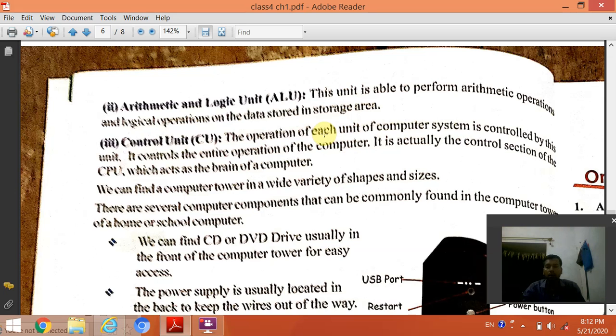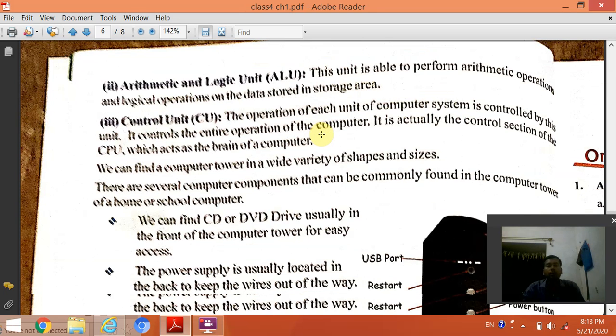Arithmetic operations like addition, subtraction, division or multiplication are performed, and also logical operations. Here we can check greater than, less than or equal to. These are called the logical operations on a computer. All the mathematical and logical operations are performed by the ALU.